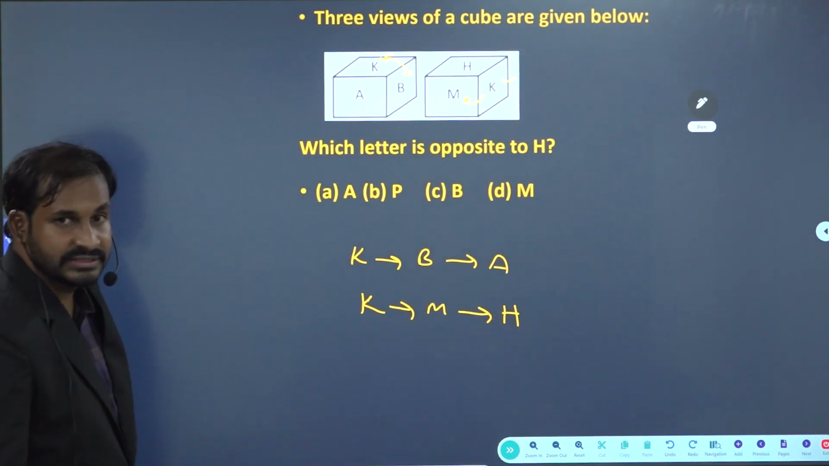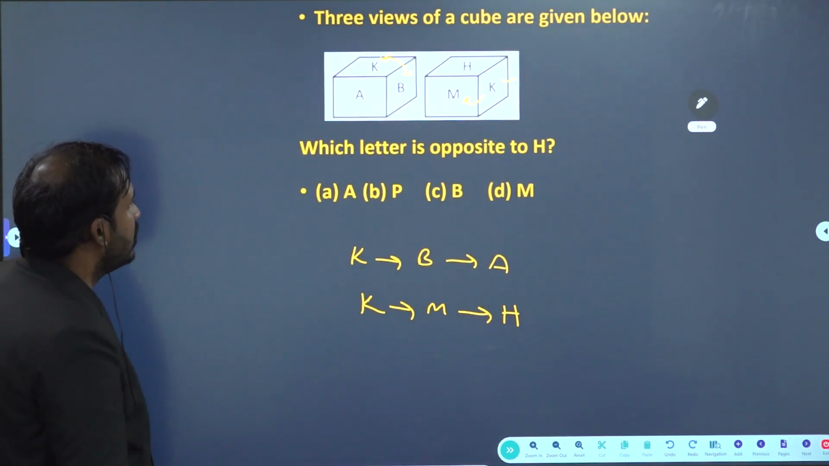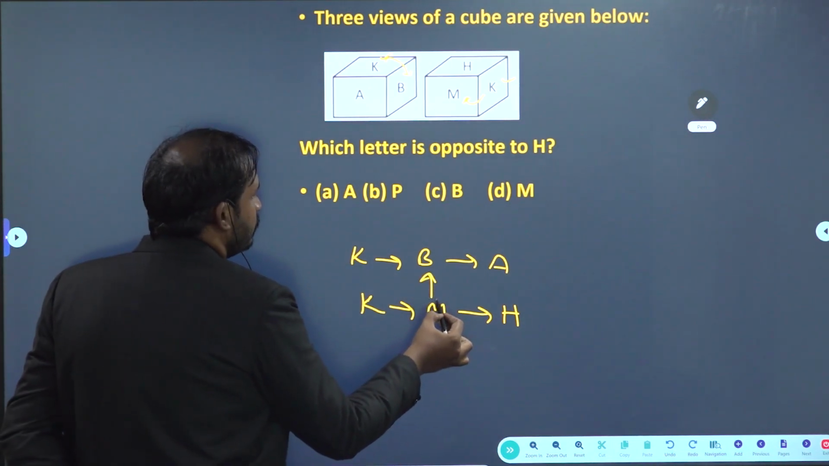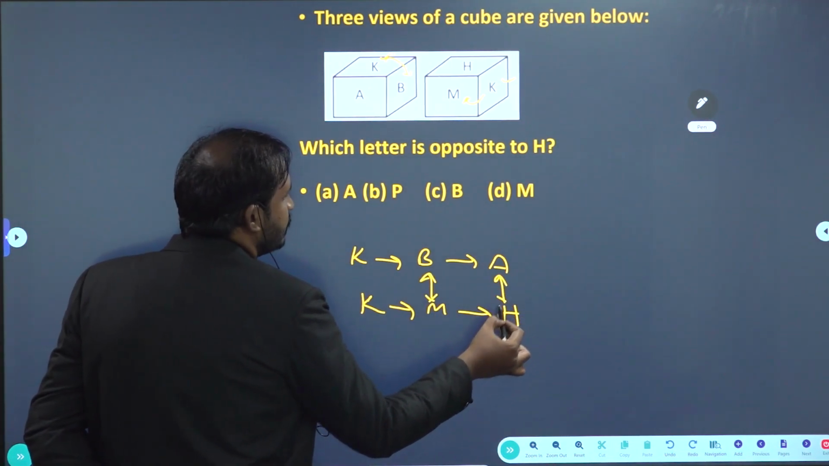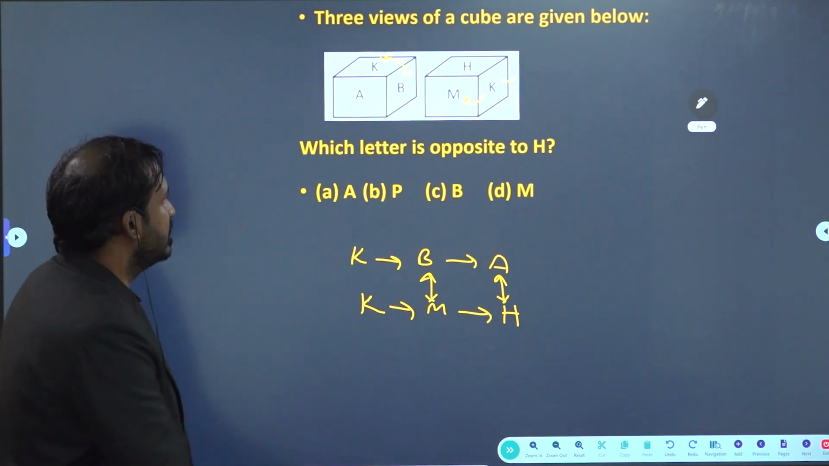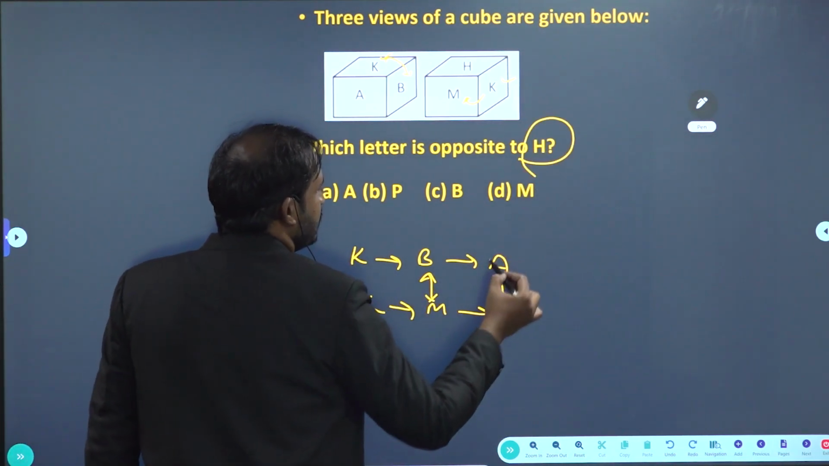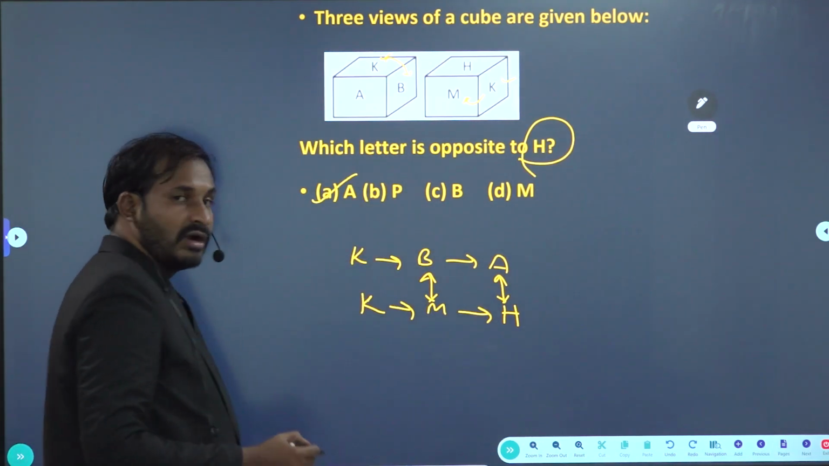K, M and H. Okay. So now B is opposite to M and A is opposite to H. Now what is our question? Which letter is opposite to H? What is our answer? A here.